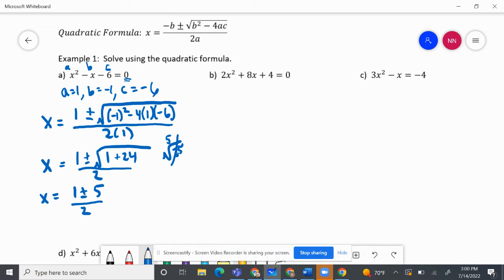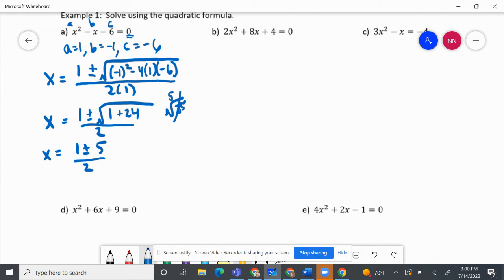all over 2. Now what we're going to do is we're going to solve. 1 plus 5 is 6. When we divide it by 2, that gives us a 3. 1 minus 5 is negative 4. Divided by 2 is negative 2. So we have two answers, 3 or negative 2.